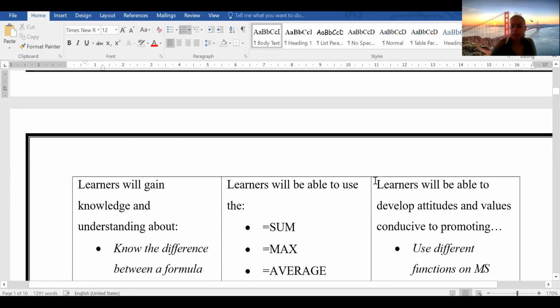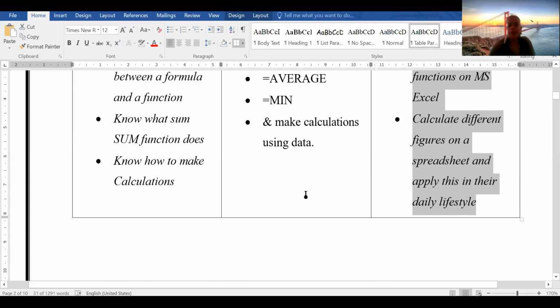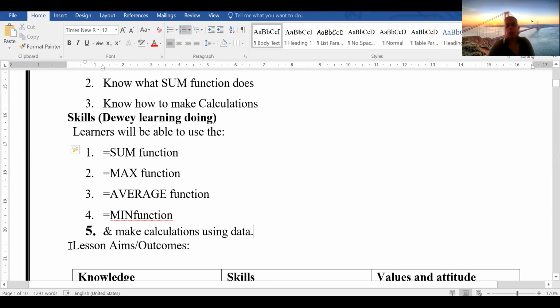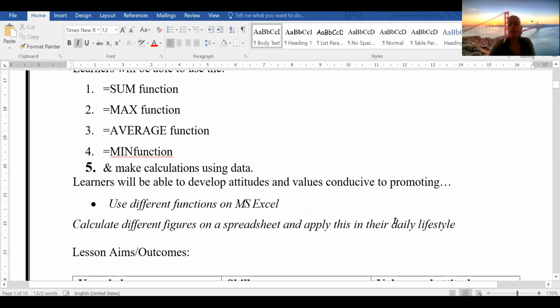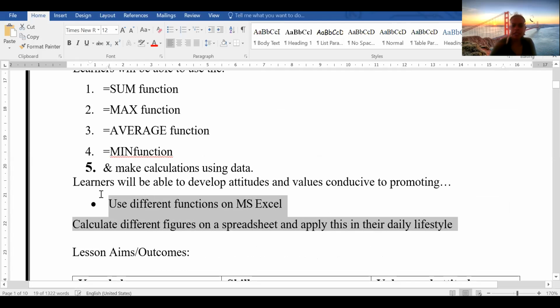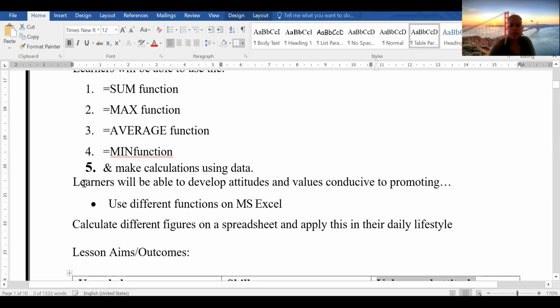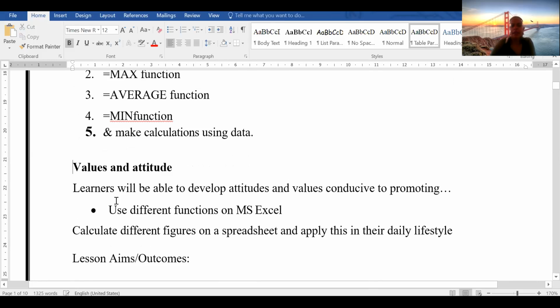Then what is the value? What is the importance of doing this work? What is the relevance? Apart from just gaining skills, what is going to happen to the learners? The learners are going to change in their personality. The learners are going to change in their mental attitude. The learners are going to understand something that they never knew before. They are going to appreciate.